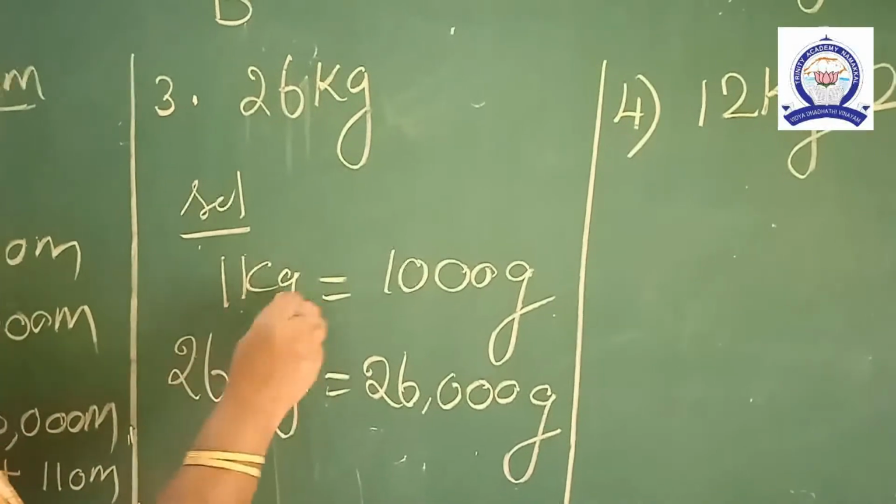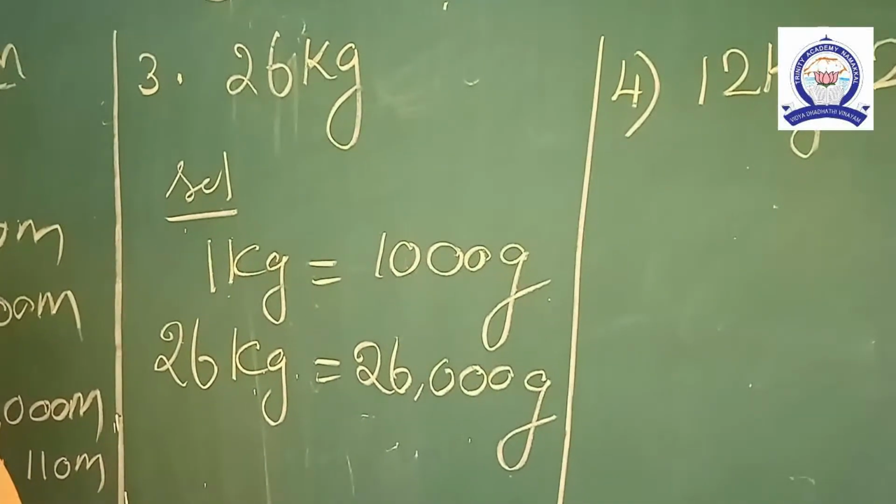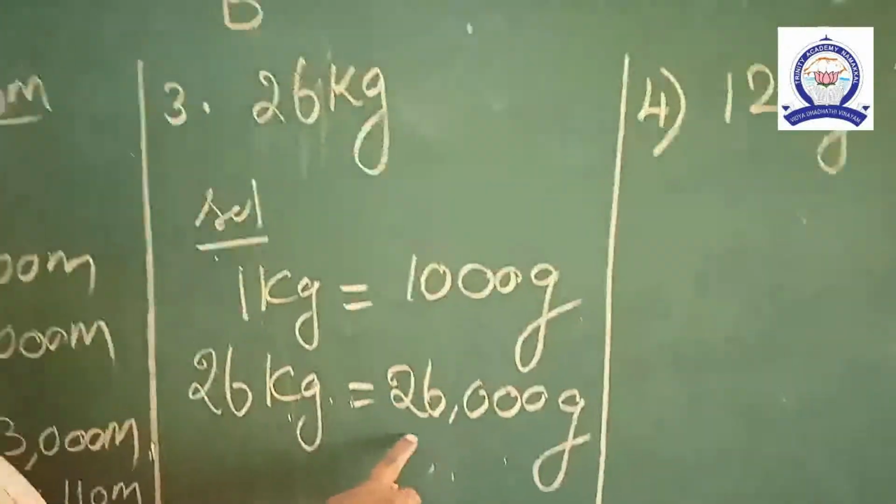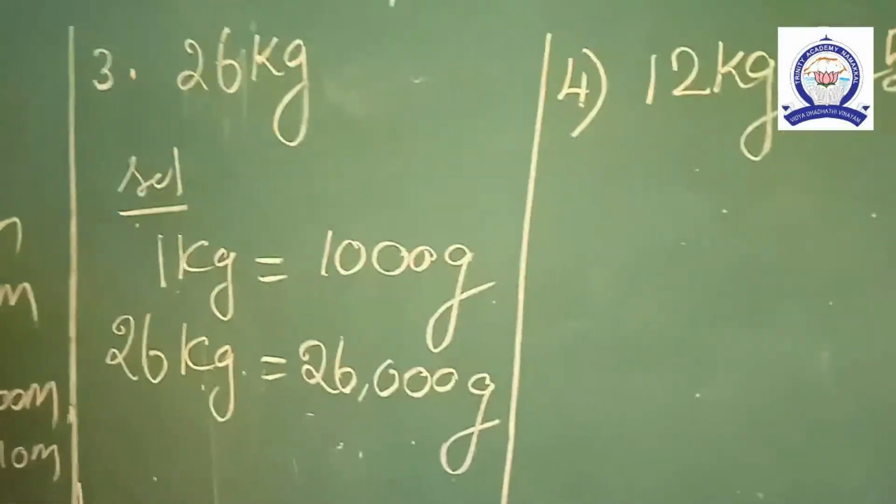Okay. So 2 kilogram is equal to 2000. 3 kilogram is equal to 3000 gram. Similarly, 26 kilogram is equal to 26,000 gram.